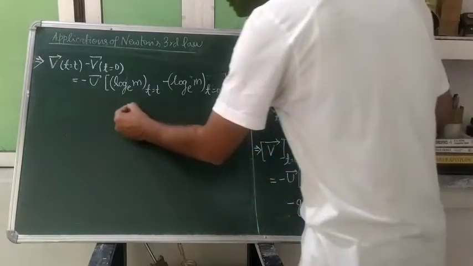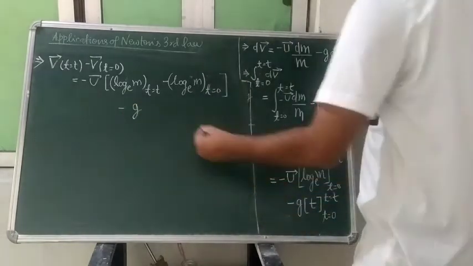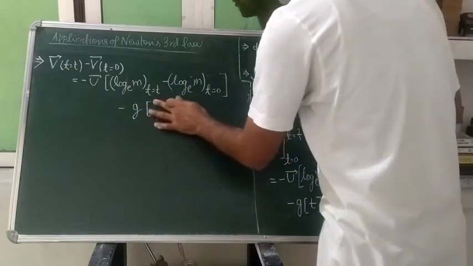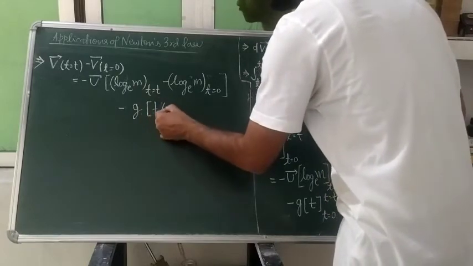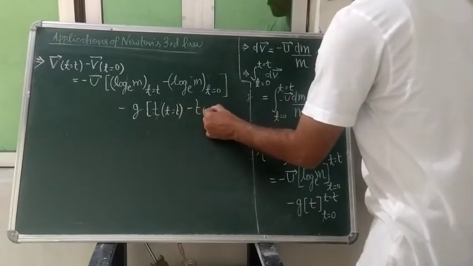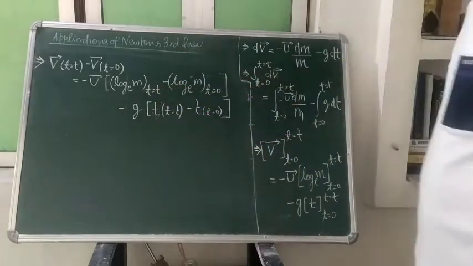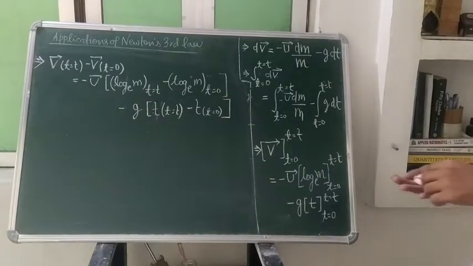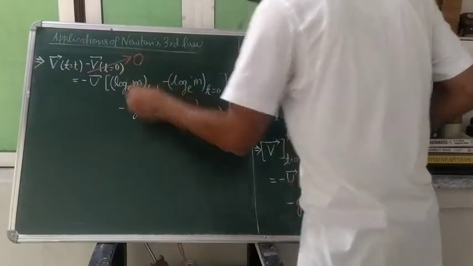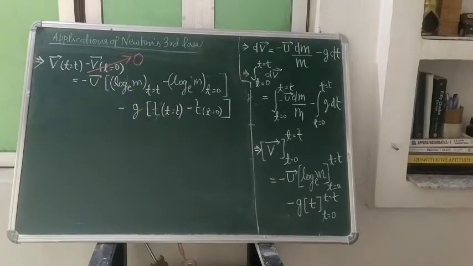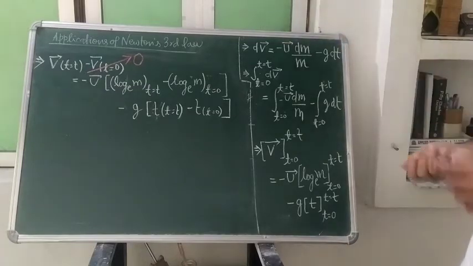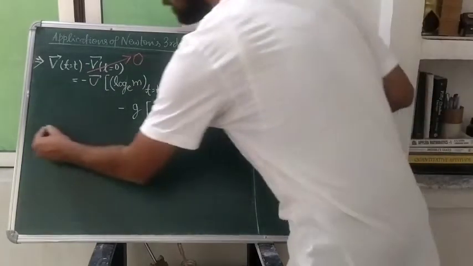And then minus g times t, this t we will write when time was equal to instant t, minus time t equals 0. And student, you will look, there is no velocity of that rocket at the starting time. At the starting time, there is no velocity of that rocket. So that expression will become equal to 0.